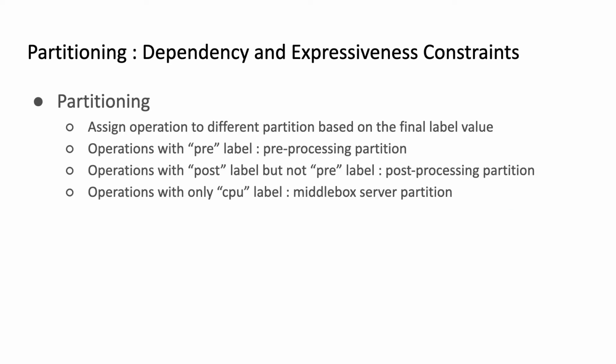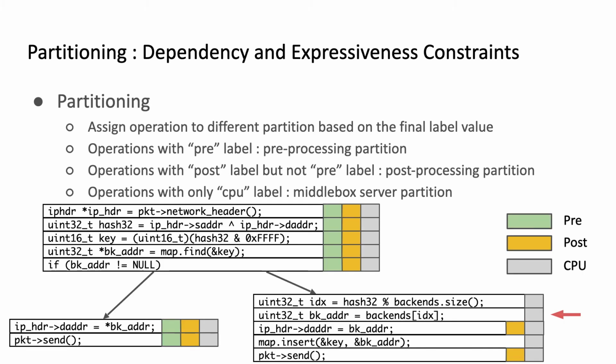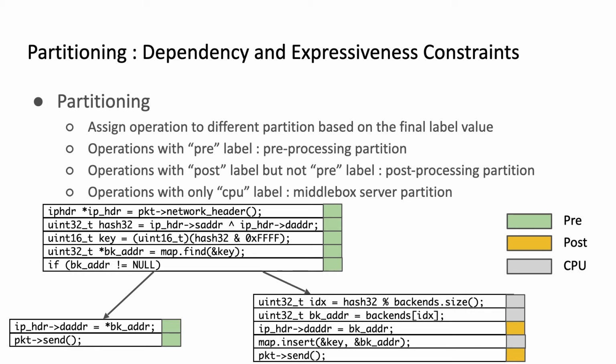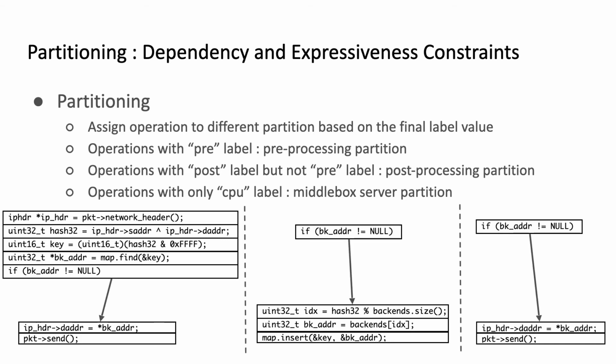After the labeling algorithm finishes execution and all the labels are determined, Gallium will then use this label information to assign a single partition to each operation. Operations with a pre label will be assigned to the pre-processing partition. Operations with a post label but no pre label will be assigned to the post-processing partition. And operations with only a CPU label will be assigned to the Middlebox server partition. So, going back to our running example, we will use this label information to determine which partition each operation belongs to, and this will naturally partition our program into three pieces.